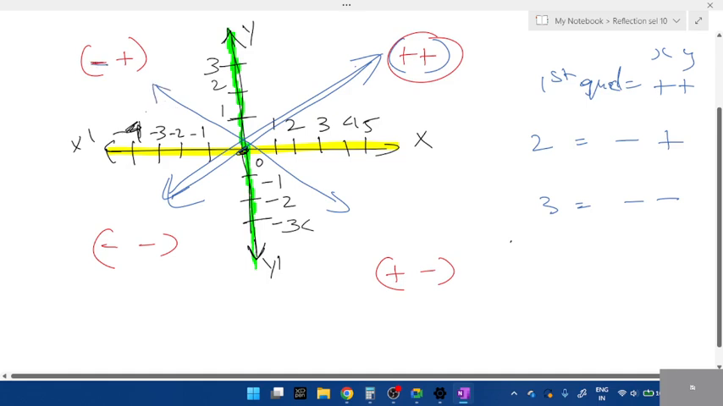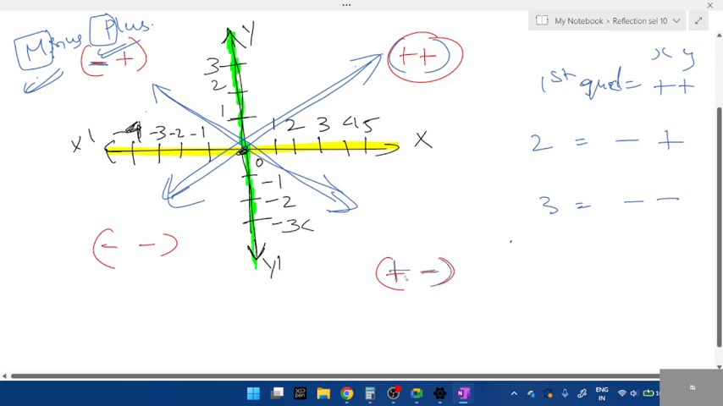In the second quadrant, the first one is minus. Okay. And the second one is plus. This is how you have to remember. According to alphabetical order, M comes first, right? M, then you get P. Remember it like this. M is first, then you get P, minus and plus. What's the opposite of that?